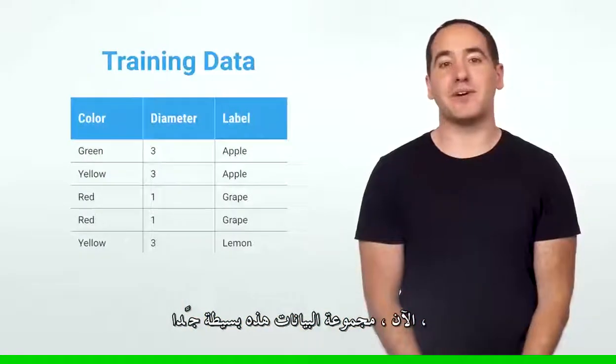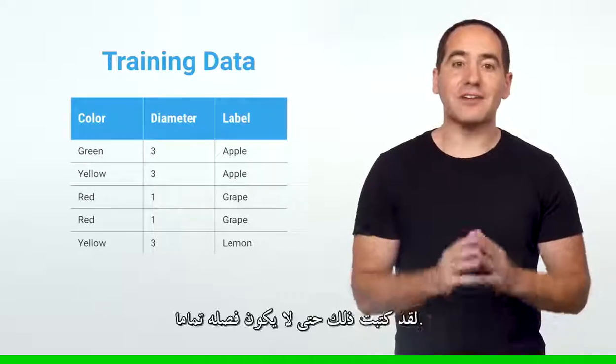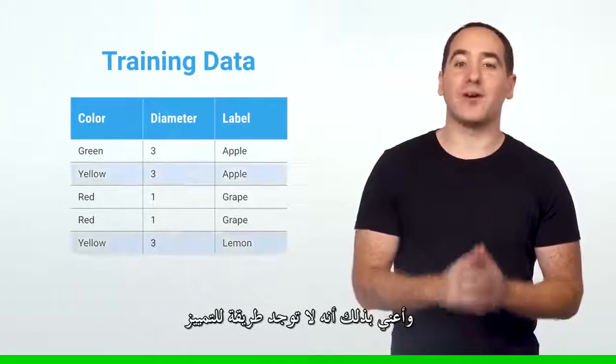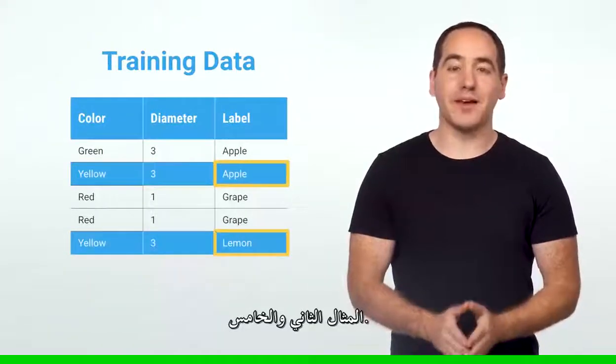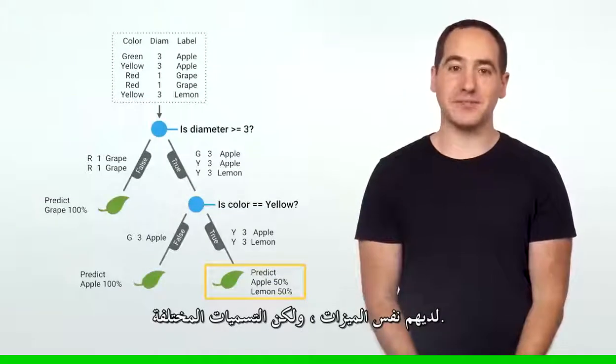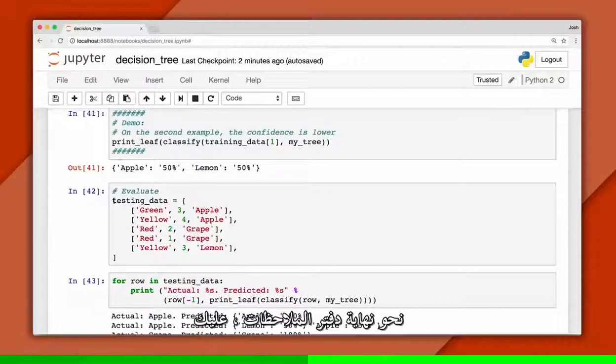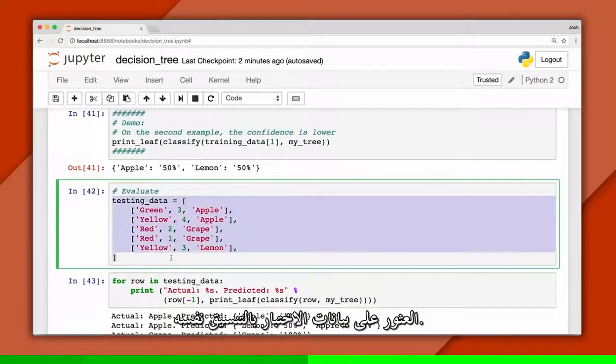Now, this dataset is pretty straightforward except for one thing. I've written it so it's not perfectly separable. And by that I mean there's no way to tell apart the second and fifth examples. They have the same features but different labels, and this is so we can see how our tree handles this case. Towards the end of the notebook, you'll find testing data in the same format.